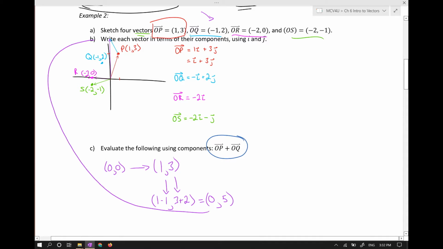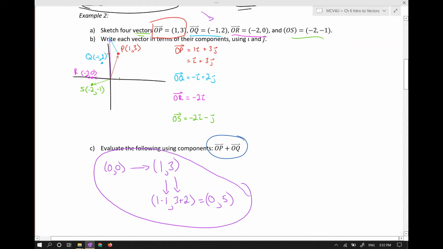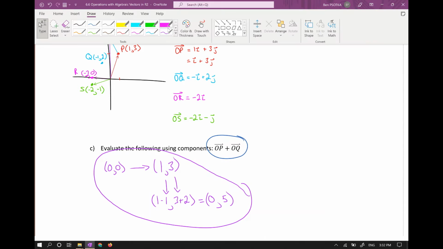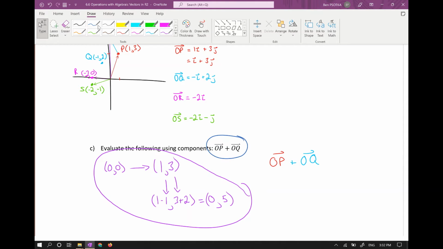And does that line up about with our sketch? Yes, it does. So fantastic. That's all well and great, but you might be able to recognize this is not really showing our work very well. We're not communicating what we're doing. So let's look at this nice and carefully. Well, what we're working with right here is OP plus OQ. Now, OP and OQ, we have broken down into their components.